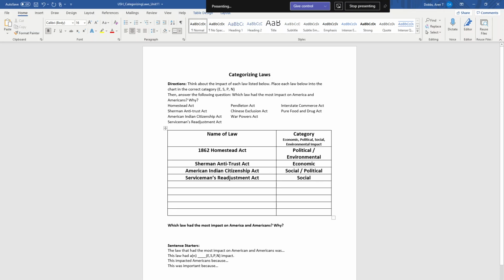The Pendleton Civil Service Act of 1883 is a political law. It sets up specific criteria for you having to be qualified for your job, so that would be political. The Chinese Exclusion Act would be an example of a social or a political law. This was passed in 1882, and it prohibited Asian Americans, specifically Chinese Americans, from entering into the United States.